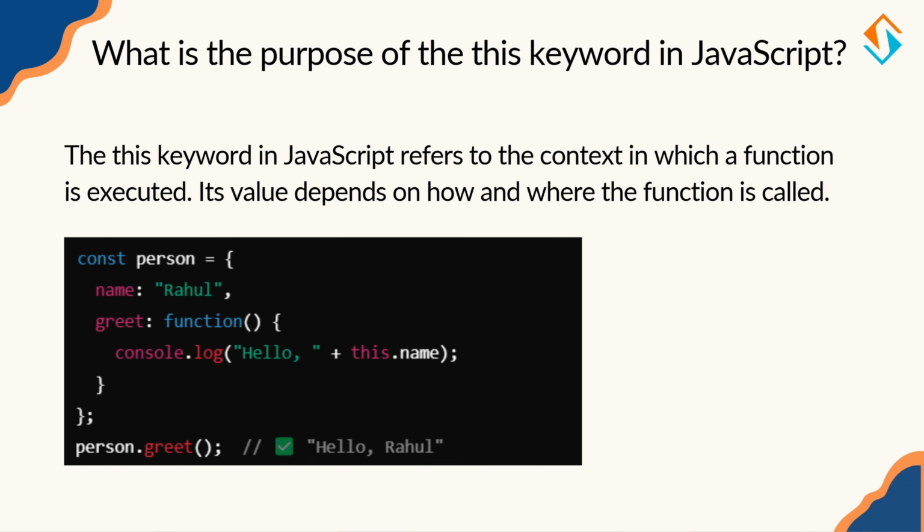Next is, what is the purpose of the this keyword in JavaScript? The this keyword refers to the object that calls a function. Its value depends on how the function is called. Okay. So here I have given an example. Here this.name refers to Rahul.